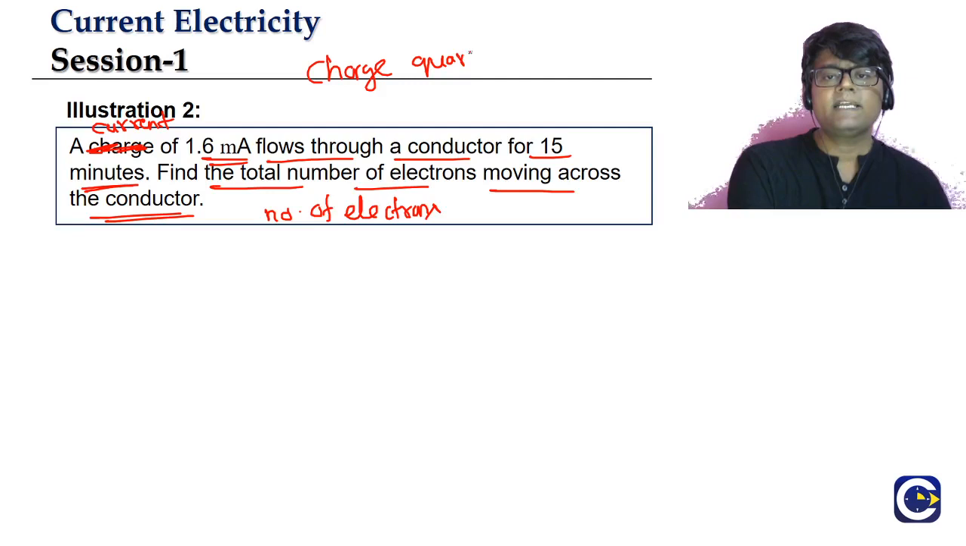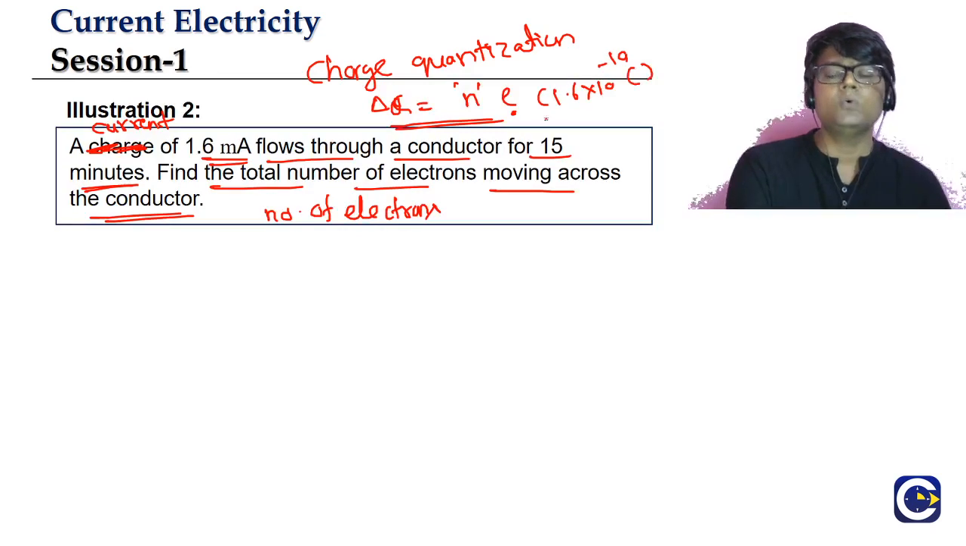Charge quantization. If this much charge is moving because of electrons, let us say this charge we are calculating as delta Q, and it is coming because of n number of electrons, then delta Q is equal to N into E. E is the basic charge. What is the basic charge value? 1.6 10 power minus 19 coulombs.